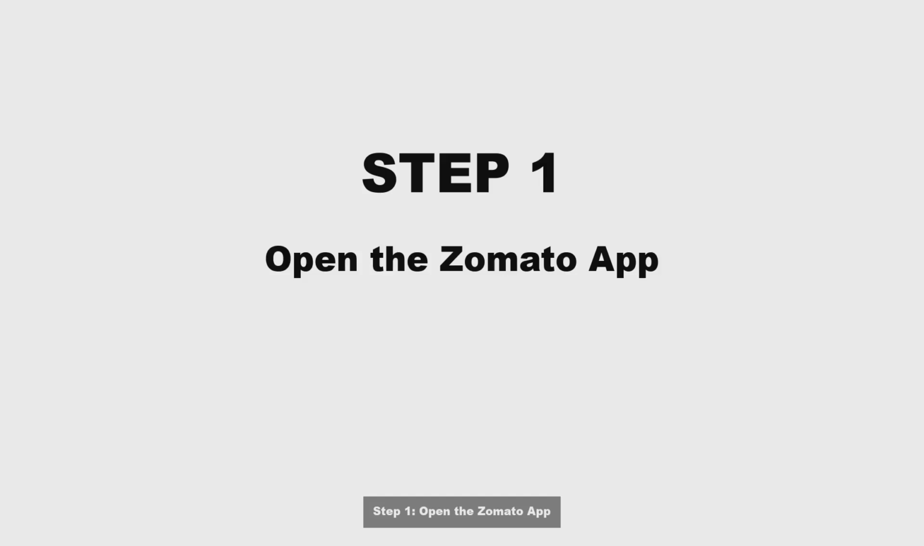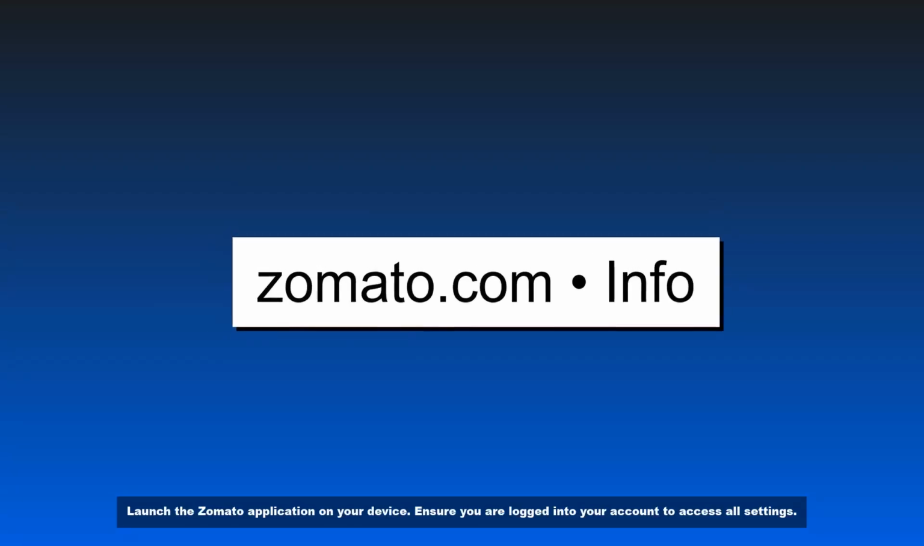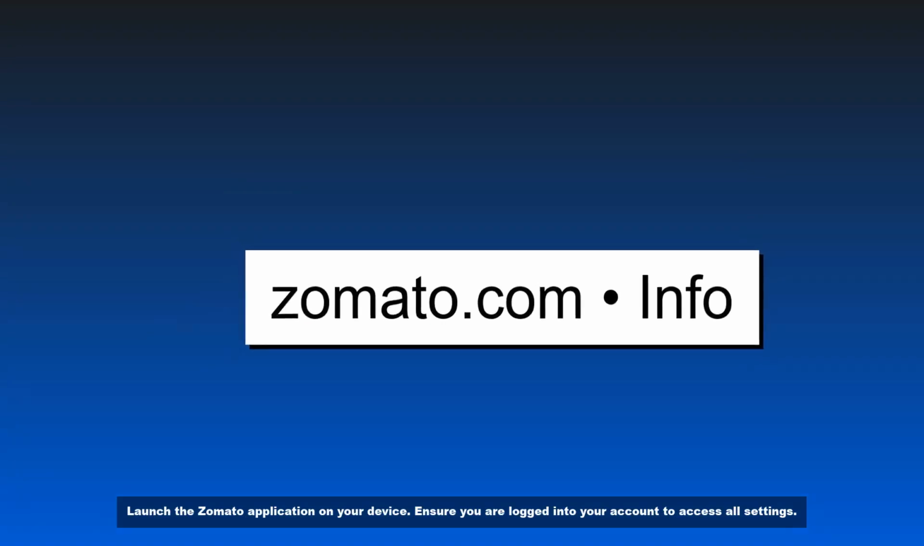If you want to maintain your privacy while using Zomato, hiding your online status can be a useful feature. Follow these steps to manage your visibility on the platform. Step 1. Open the Zomato app. Launch the Zomato application on your device. Ensure you are logged into your account to access all settings.